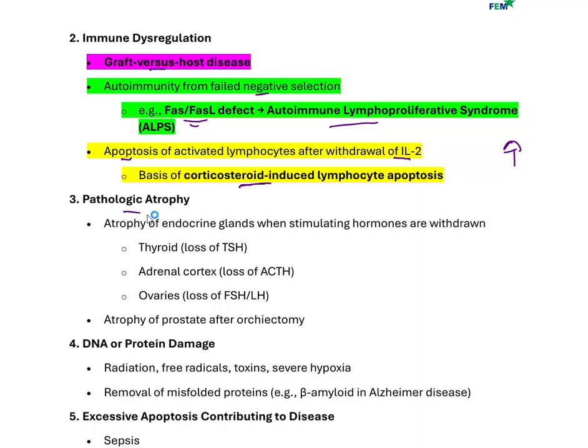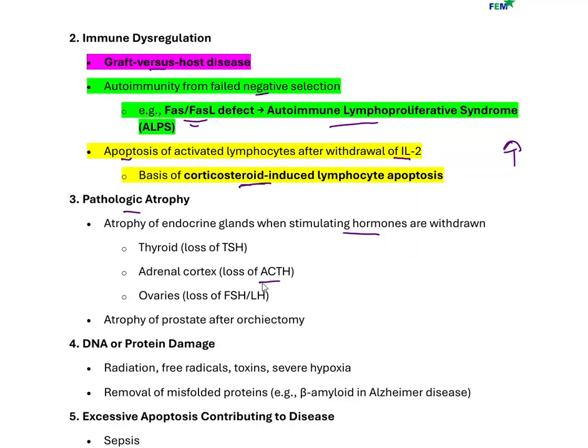The next example under pathologic apoptosis is pathologic atrophy, right? Like atrophy of endocrine glands when the stimulating hormones are withdrawn. So for instance, as we know, TSH is going to stimulate the thyroid gland to make T3, T4. So if you lose that TSH, then that thyroid gland is going to undergo atrophy. So because of the apoptosis leading to atrophy.